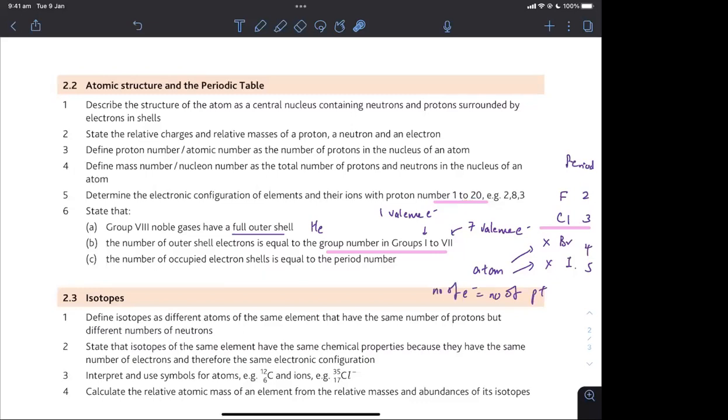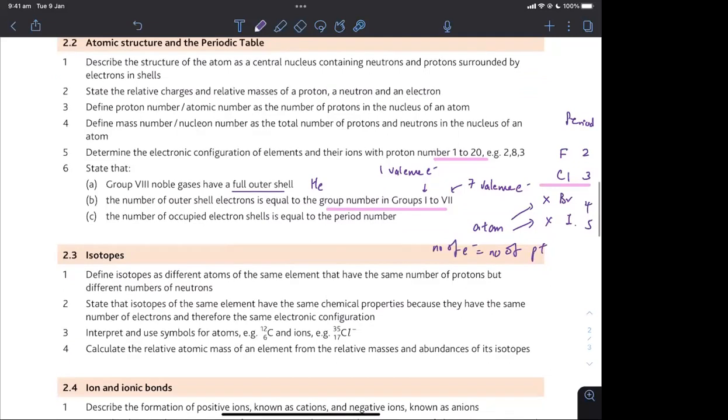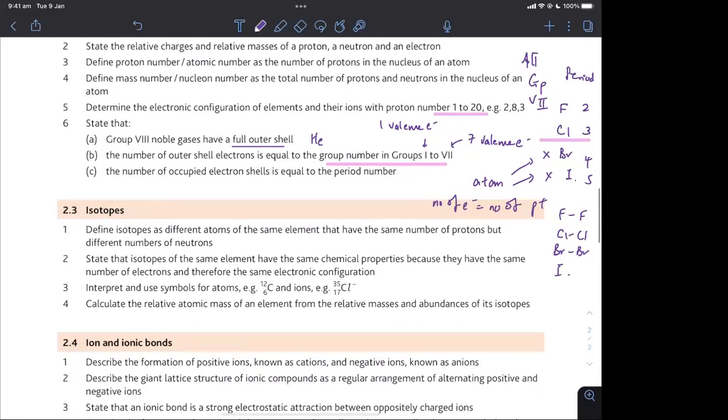But what is important is these are all group 7. So group should be GP. I'm not too sure, my handwriting is really terrible. A lot of you have written down G in your annotated notes. Group 7 have 7 outer shell electrons because they're all in the same group. So what you have is fluorine, fluorine, chlorine, chlorine. They all form a single covalent bond because with 7 outer shell electrons and being bonded to itself, a non-metal, they will just form a single covalent bond.